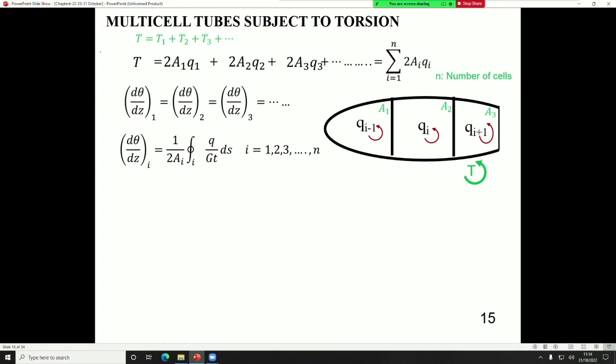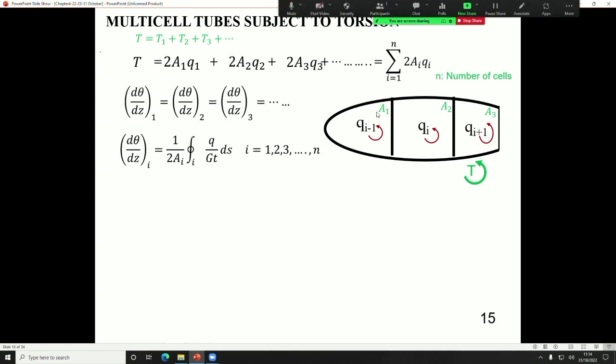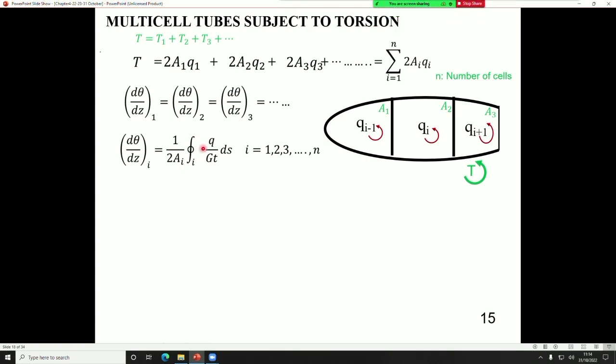For a typical cell, we've got 1 over 2A, q is inside the integral, not t, you don't see any sign of t, divided by Gt, where we allow G and t to vary, and ds. So this is the angle of twist for each of these cells. If I write these equations and combine them with the top one, now I can solve the problem.